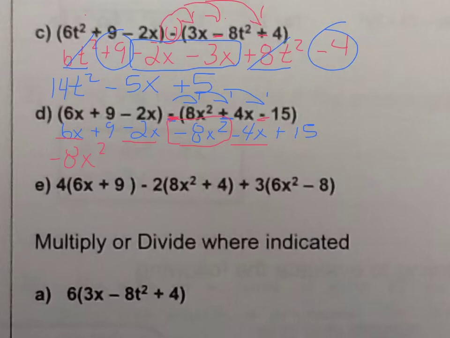So it disappears, it cancels out. I don't even have to show it. And then I deal with my constants, and I got plus 9 plus 15, which is plus 24. And now that's written in standard form.